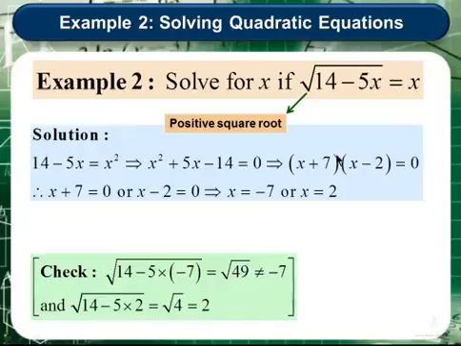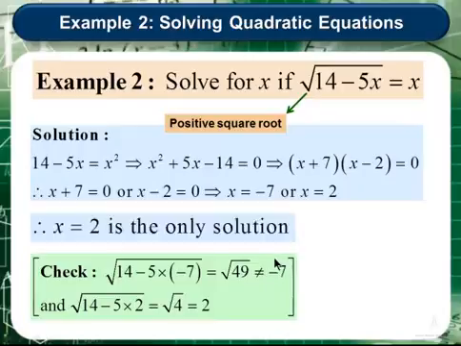Substitute minus 7 into the original equation: on the left-hand side, we have the square root of 49. And of course, on the right-hand side, if you substitute minus 7, we can see that a positive is never equal to a negative. So in this case, x equal to 2 is the only solution for this particular quadratic equation that we started out with.